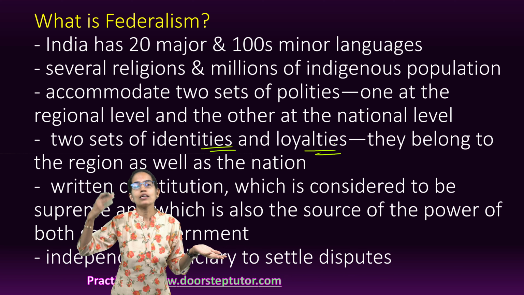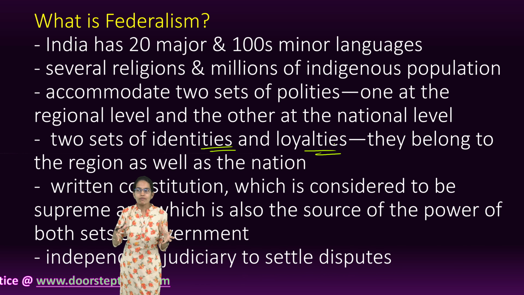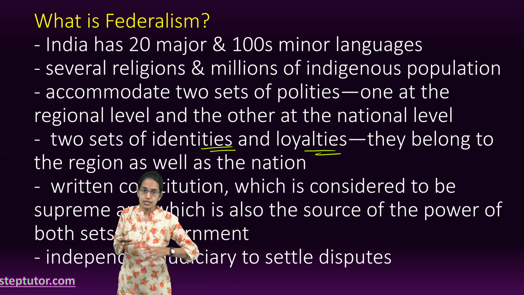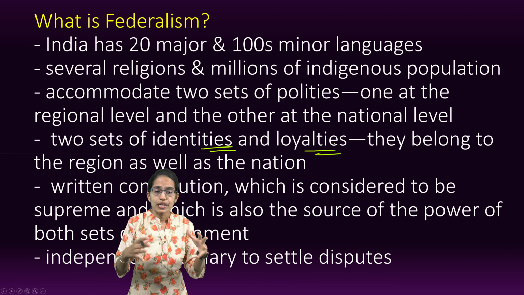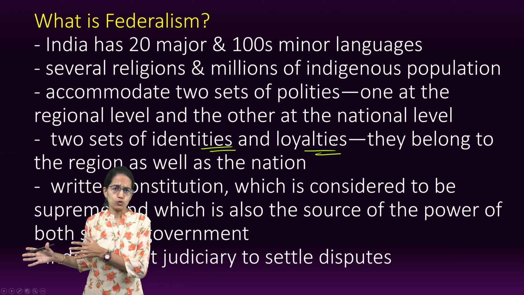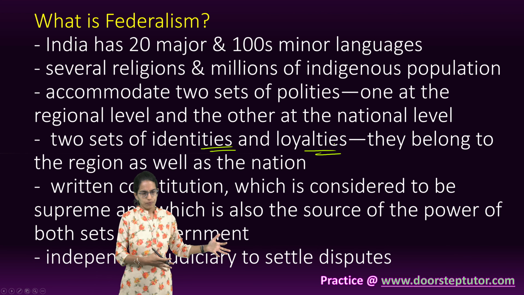Also, when we are talking about federalism, there are two sets of identities and loyalties. Again, these identities and loyalties are at both levels. One is at the regional or state level, and the other at the national level. When we say identity, what does it mean? It could be ethnic identity, religious identity, caste-based, creed-based, and so on and so forth. And loyalty could be towards party A or party B.